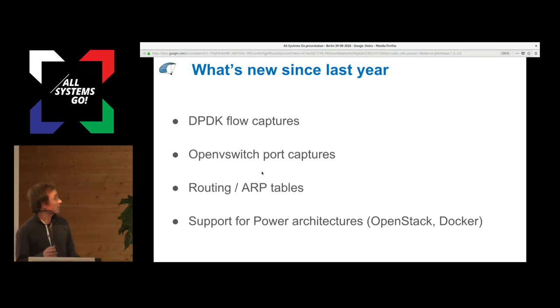So now we are going to see what's new since last year, because basically that's what we already had last year. So we added a way to capture traffic using DPDK, so for high performance use cases. We are now able to capture traffic on OVS. We were able to capture traffic on OVS, but on the whole bridge. Now you can capture only the traffic for a specific port. We fetch the routing tables, the ARP tables for the nodes. So we work closely with the IBM team, and we worked on adding support for the Power architectures. So this is available for OpenStack, and you also have the Docker image for the Power architecture.